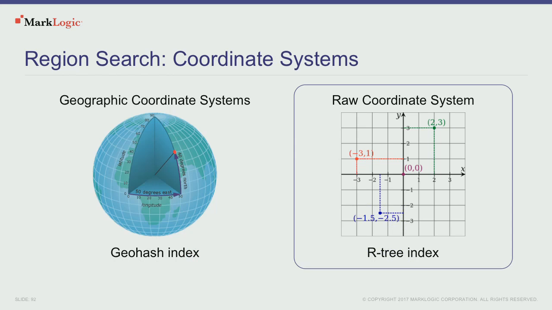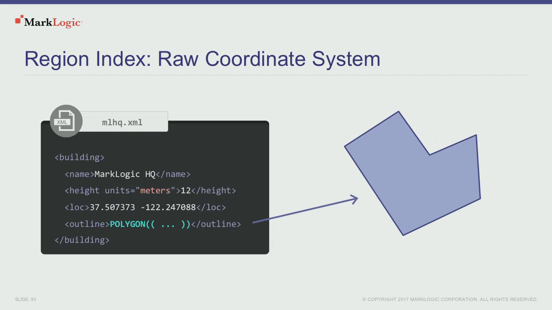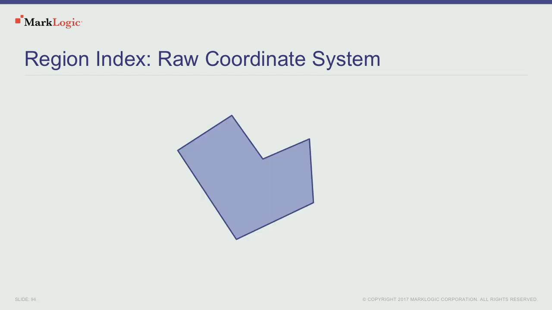OK, so that's the geohash index. Moving on, the raw coordinate system makes use of a different indexing technique called an R-tree. So again, the index is configured similarly on an XPath expression, and the region will be parsed when the document is ingested. But for the raw coordinate system, geohashes don't apply.